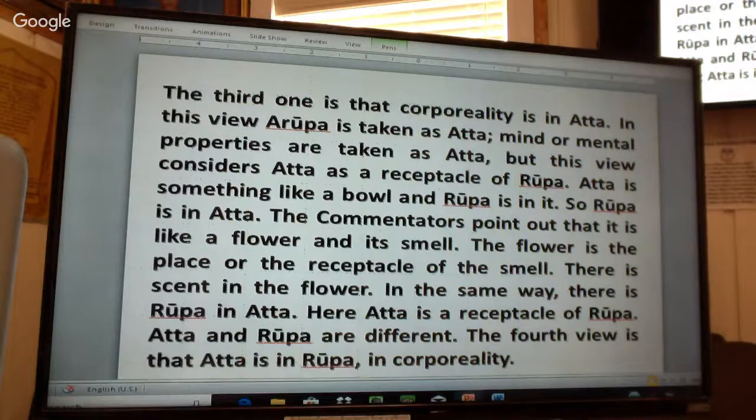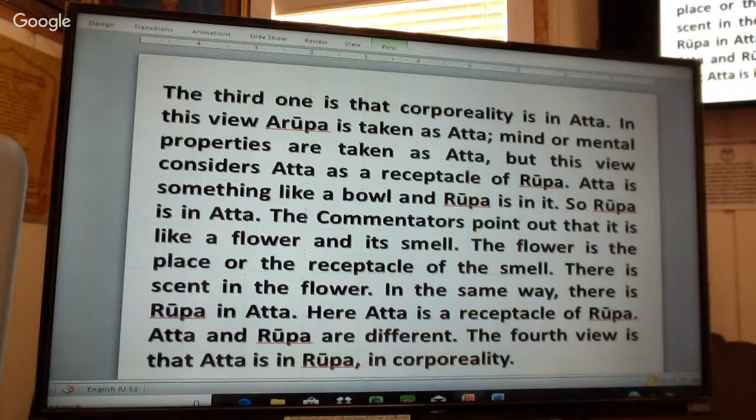The commentator points out that it is like a flower and its smell. The flower is like a soul. The smell is like a material, eye or ear. The smell comes out from the flower because the smell is inside the flower. So the flower is a place of the smell. If there's no flower, there's no smell. That's why we call it a replica of the smell. So there's a smell inside the flower.